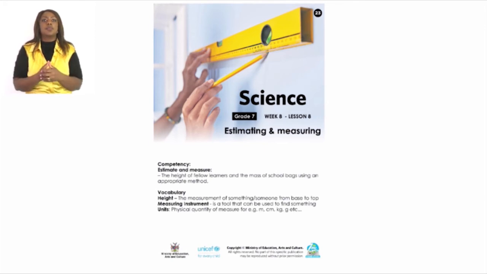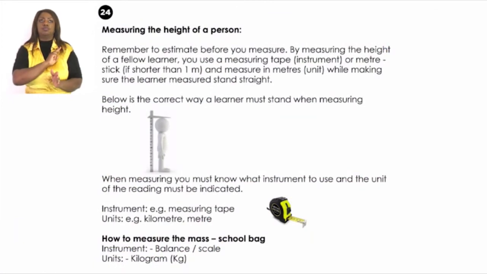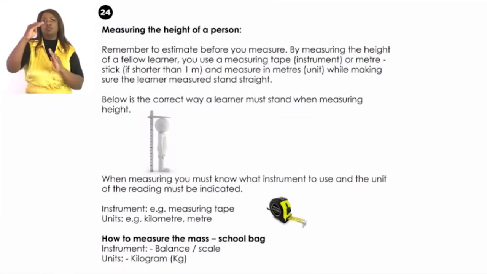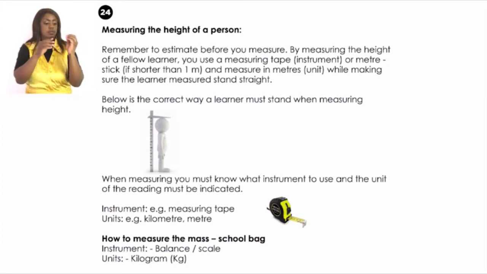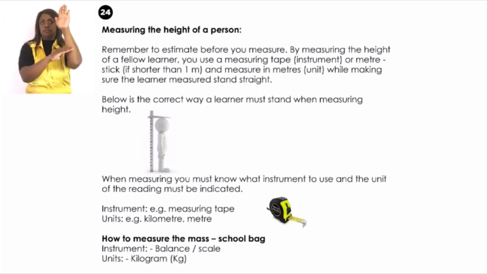To move to page 24, measuring the height of a person, reading through, remember to estimate before you measure. By measuring the height of a fellow learner, you use a measuring tape, which is an instrument, or a meter stick, which is also an instrument, but that should be shorter than 1 meter or exactly 1 meter.